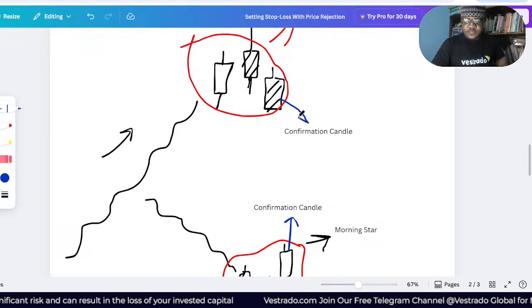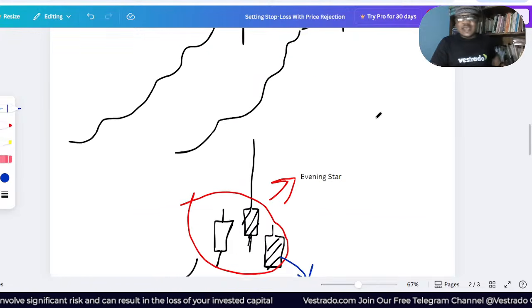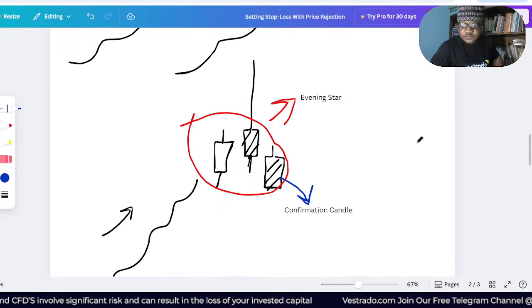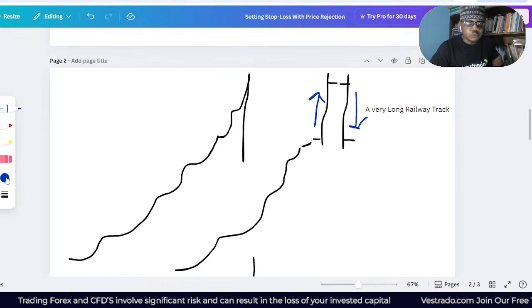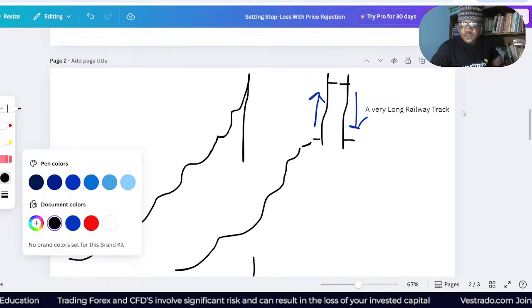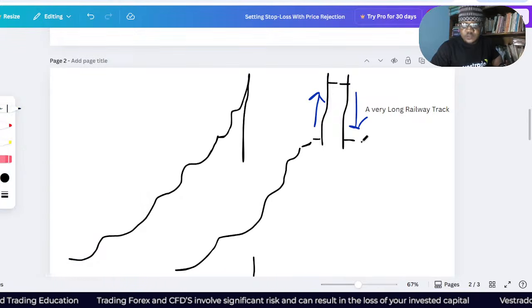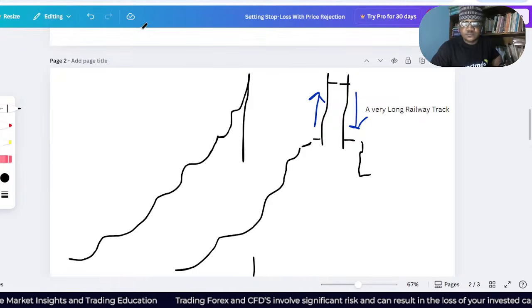This guy is the confirmation candle, right? And then for the railway track, the confirmation candle will be thus. Okay, the break downwards. The break downwards.